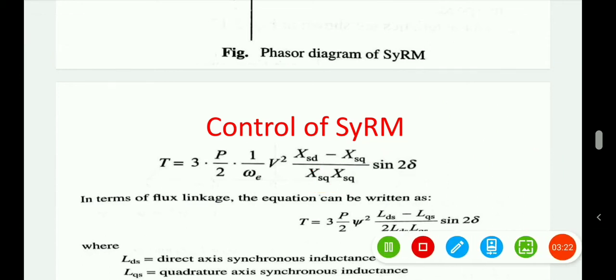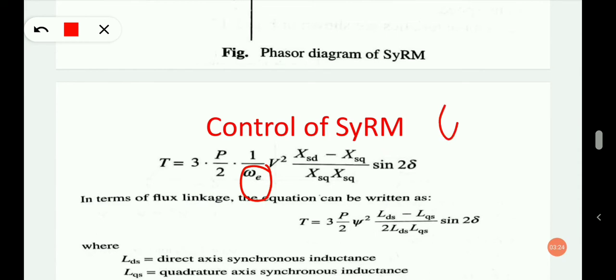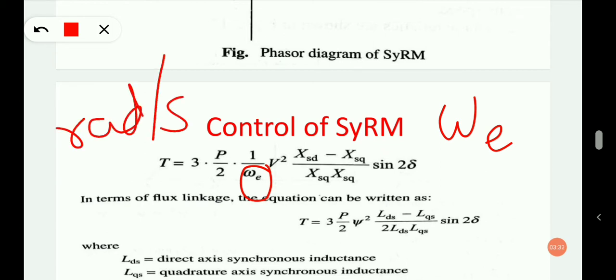omega E is the electrical frequency and its unit is radian per second. P is the number of poles.